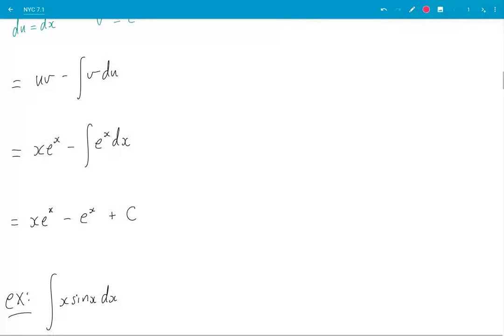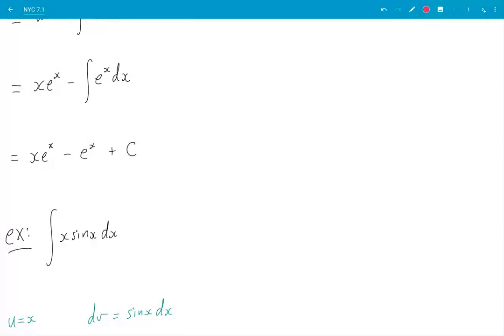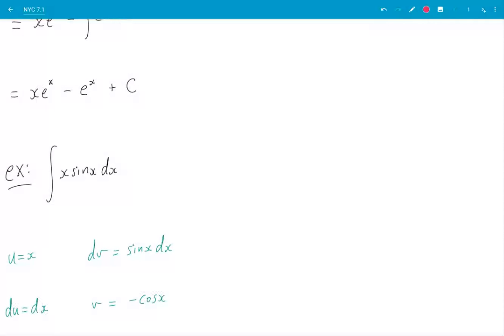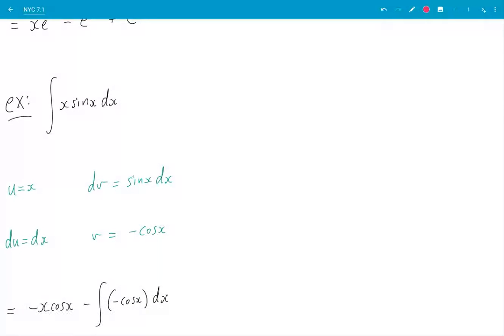Another example. x sine x. Once again, I choose u is equal to something, dv is equal to the rest. And I double check that u times dv does indeed equal what's in my red oval here. Okay, I do a derivative to find this thing here. I do an antiderivative to find v. And then I use my formula to plug everything back in.